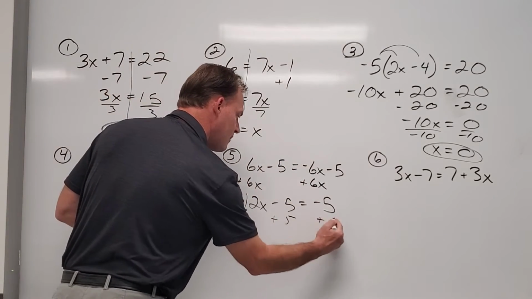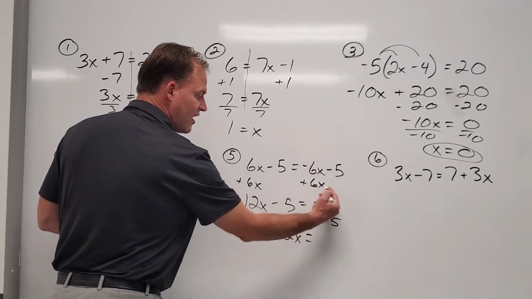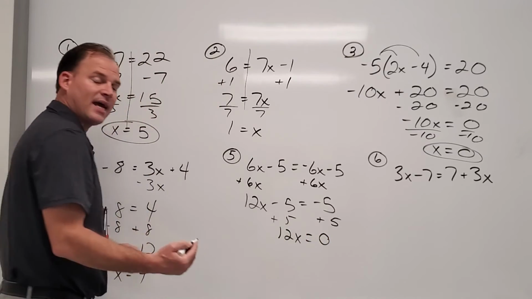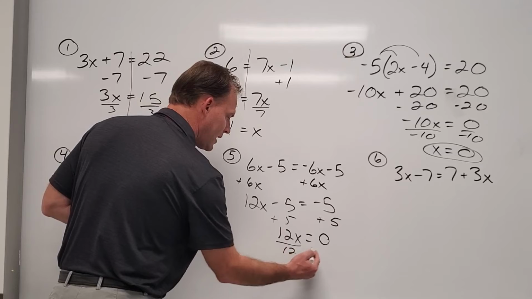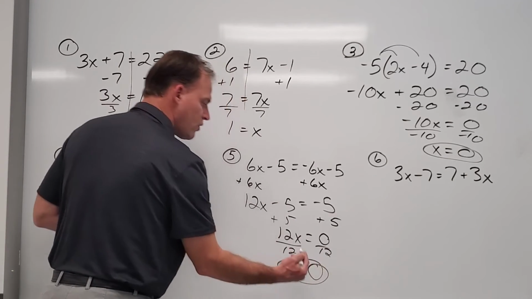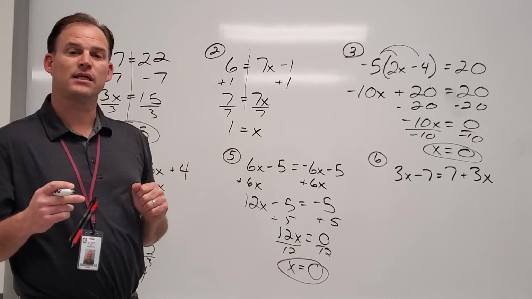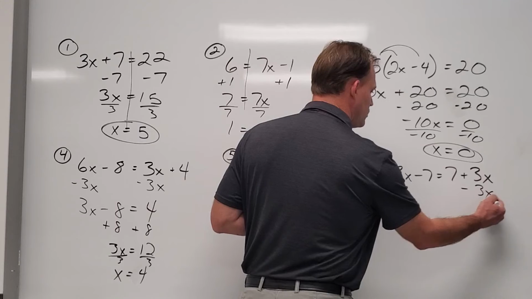Plus 5. Negative 5 plus 5 is the big fat 0, just like the other problem. Don't panic, just do the work.